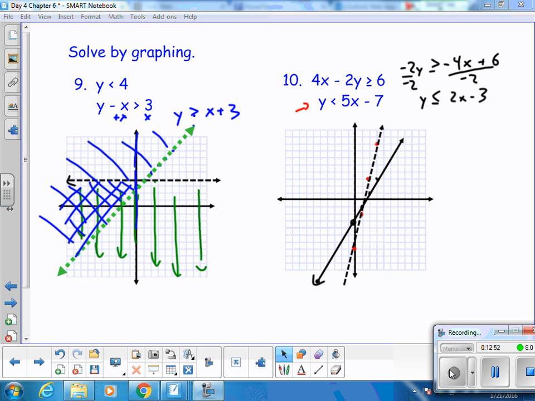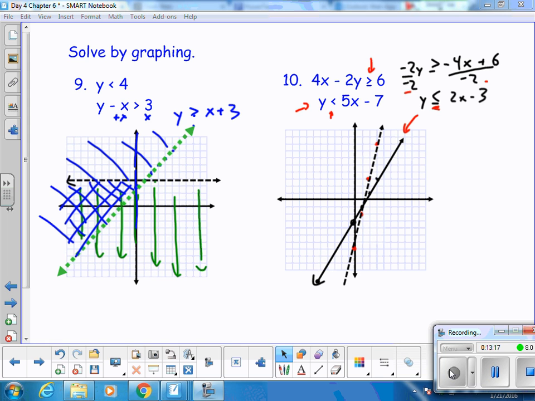I noticed a couple things. This first equation here, my symbol had to flip because I divided both sides by negative 2, so my symbol flipped to keep up with that. I noticed that it's equal to, so I used a solid line in my first representation of my inequality. My second one is less than, so it is going to be a dashed line because my solution is not included on the line.